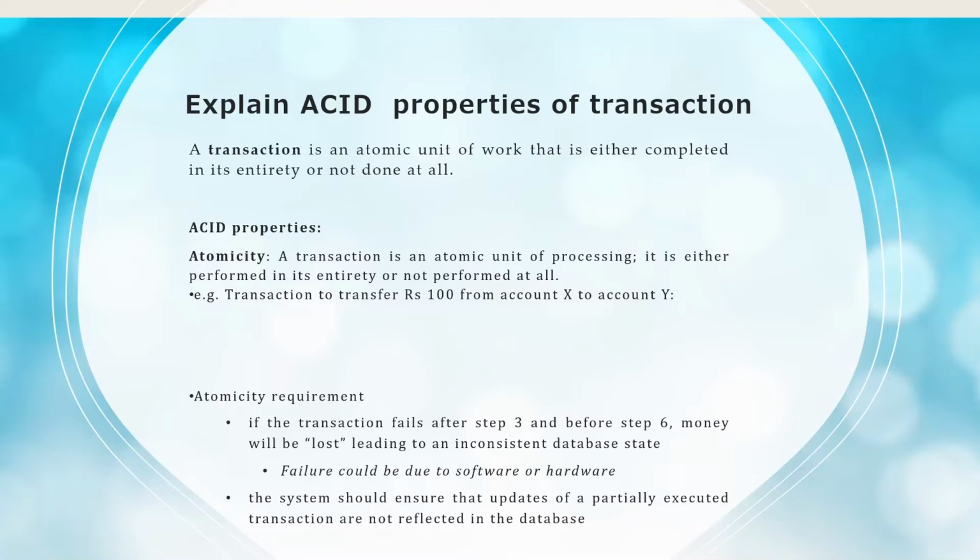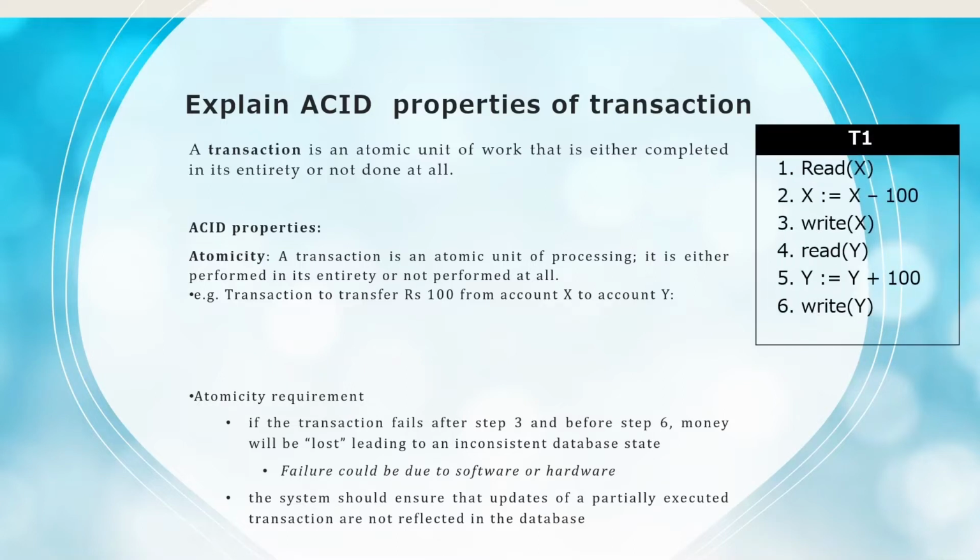So let's see with one example. Here, one example is a transaction to transfer rupees 100 from account X to account Y. These are the statements for transferring 100 rupees from X to Y. First we have to read X, then reduce 100 rupees from X, then write X, read Y, then 100 rupees addition is done on Y's account, and finally write Y. Now if after step 3 and before step 6 the transaction fails, then the money is going to be lost, and an inconsistent database state is there.